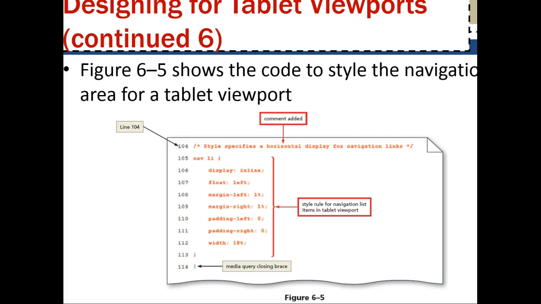So what is the purpose of the float property with the value of left? That value improves the appearance of the navigation link by placing each list item immediately after the previous list item, and improves the horizontal centering of the navigation buttons. So why do we add the margin properties? The default right and left margin for navigation lists is 0.3 em. Setting the margin left and right to 1% increases the margin in the tablet viewport, and that means you take advantage of increasing the space and making the navigation buttons look less cluttered.